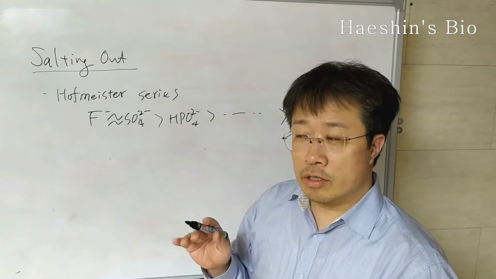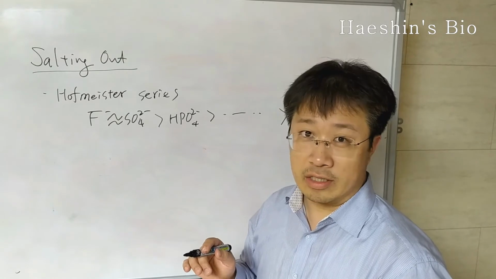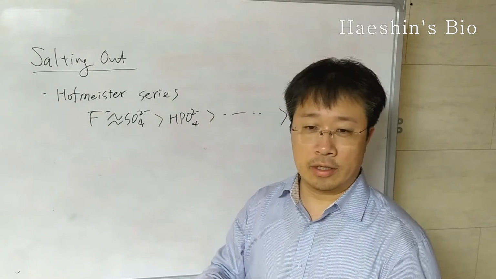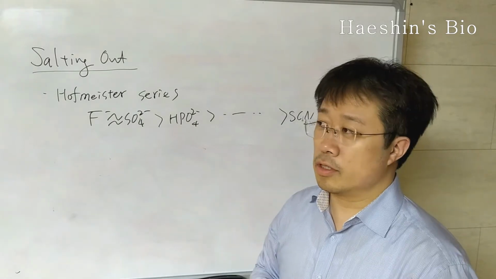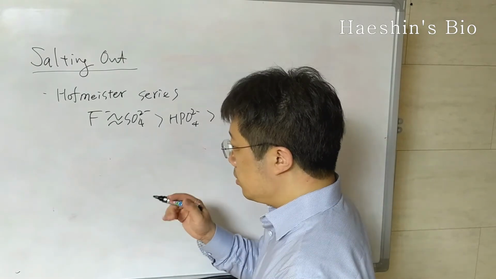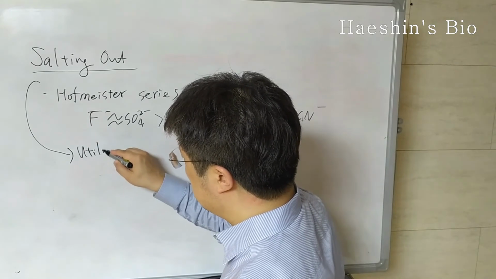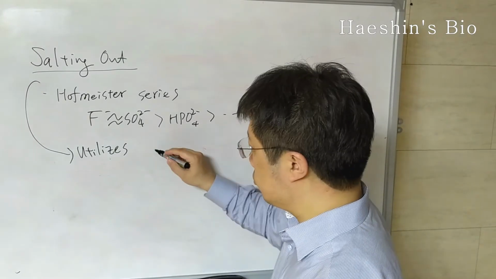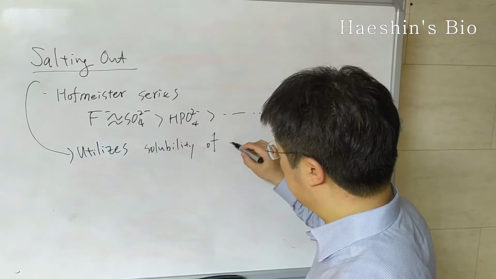The salting out is extremely simple. No column-based device is required. For the previous three techniques you have to have the resin, the plastic column, buffer, elution solutions, and those kinds of things. But this one doesn't require such column or resin materials. Basically it utilizes the unique individual solubility of each protein.